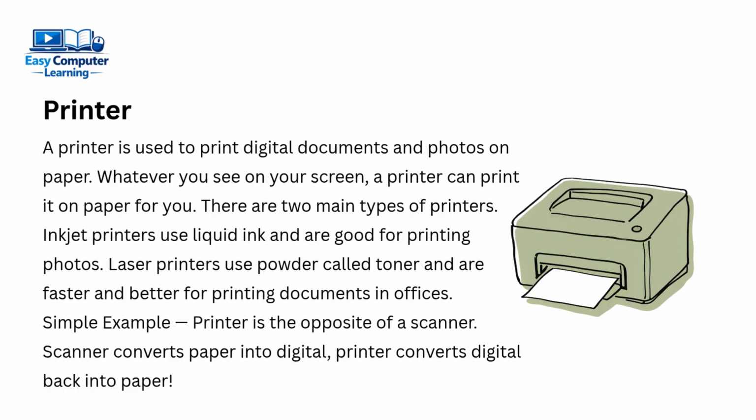Printer. A printer is used to print digital documents and photos on paper. Whatever you see on your screen, a printer can print it on paper for you. There are two main types of printers. Inkjet printers use liquid ink and are good for printing photos. Laser printers use powder called toner and are faster and better for printing documents in offices. Simple example. Printer is the opposite of a scanner. Scanner converts paper into digital. Printer converts digital back into paper.